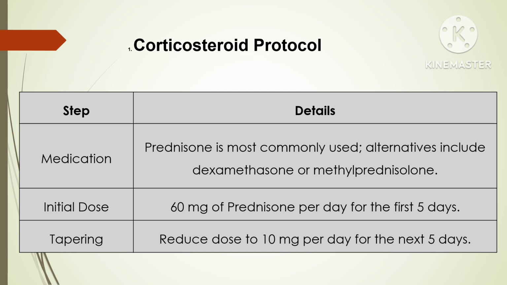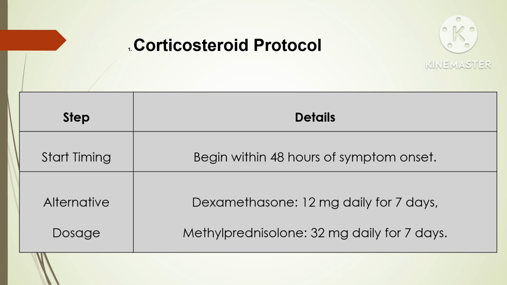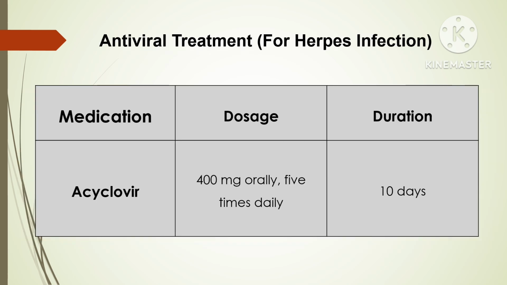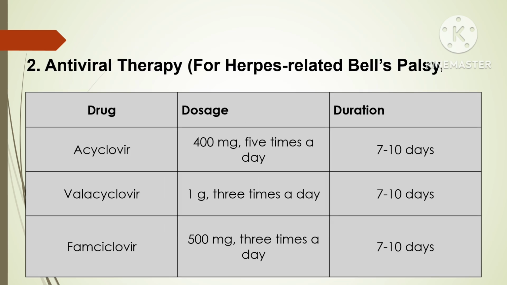Initial dose is 60 milligrams orally once daily for 5 days, and gradually the dose is tapered and reduced to 10 milligrams per day. Antiviral drugs like acyclovir are used for the herpes related cases. 400 milligrams orally 5 times daily for 10 days is prescribed. It works best in combination with corticosteroids.